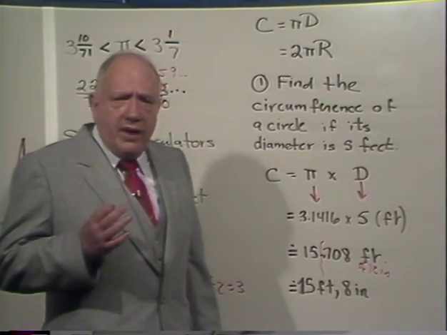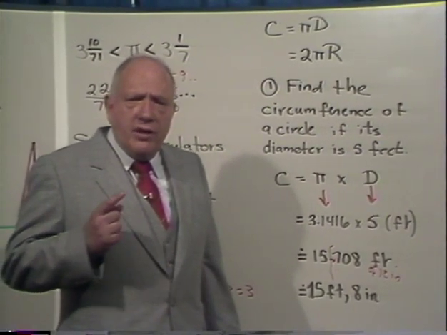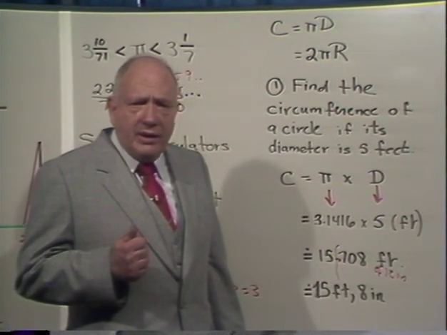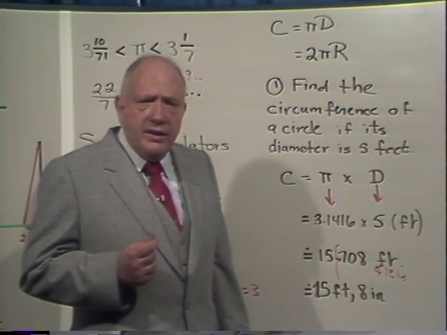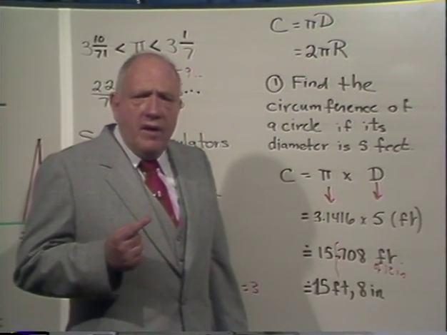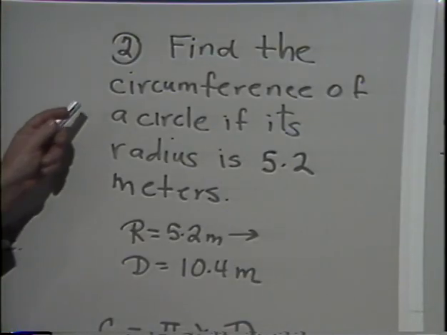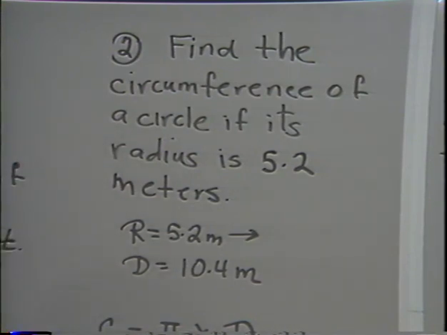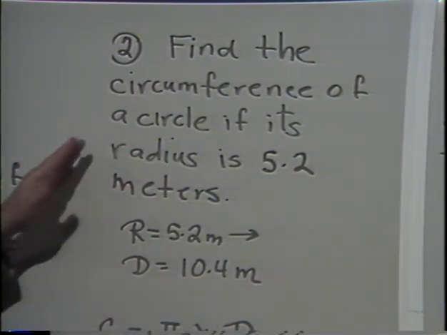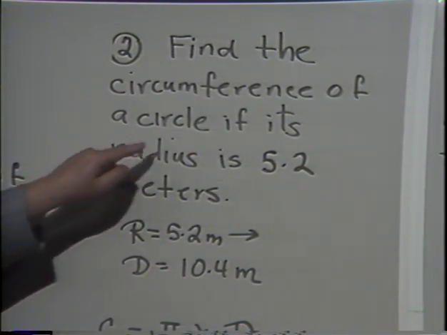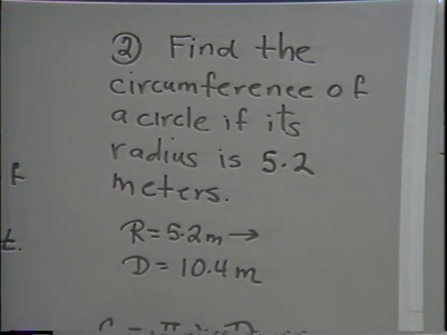Now you still have to read the problem carefully. Remember, in this formula, you multiply by pi to get the circumference only if you start with diameter, okay? Secondly, what the label is going to be depends on what the label of diameter is. For example, the next problem says, find the circumference of a circle if its radius is 5.2 meters. This does three things for me. First of all, notice the word radius got in here instead of diameter. Secondly, notice that instead of a whole number, I'm dealing with a fractional part. And thirdly, notice that I've brought in the metric system.